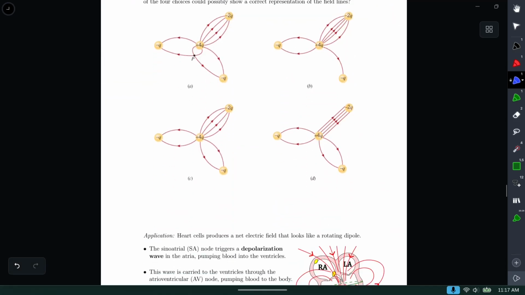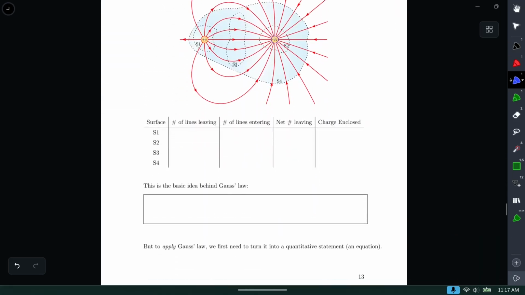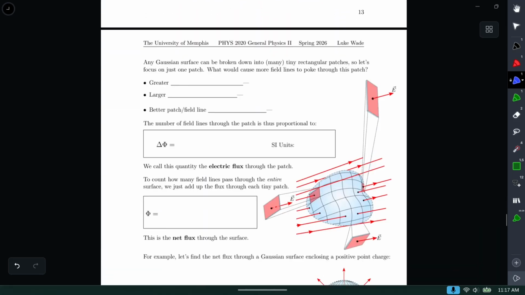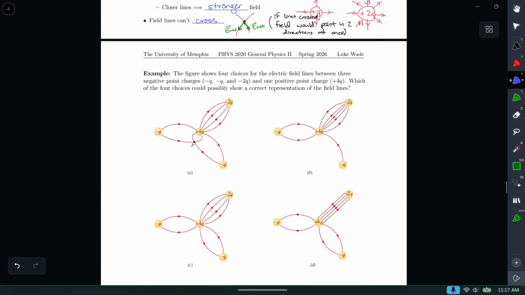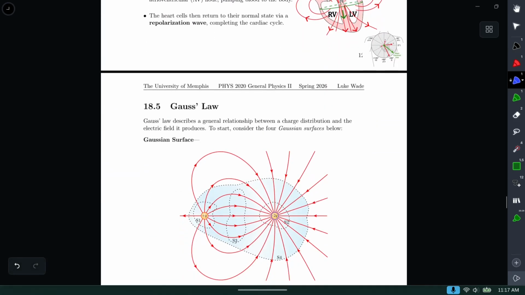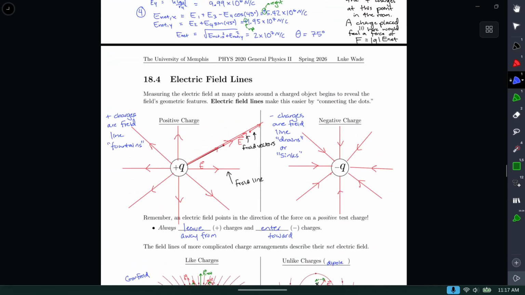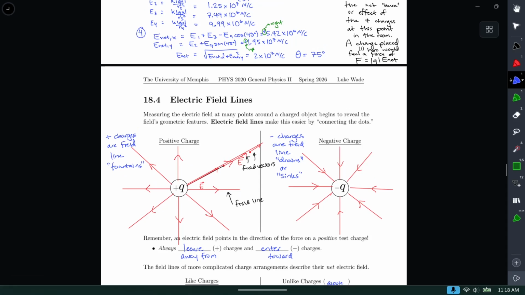All right, we'll do this example next time. We'll talk a little bit about the heart, and then we'll get into the worst part of the chapter, which is Gauss's law, because if electric fields are abstract, Gauss's law is hella abstract. So look back over electric fields. If anything was confusing today, I urge you to review, because it just gets worse from here if they don't make sense. Any questions on anything then?